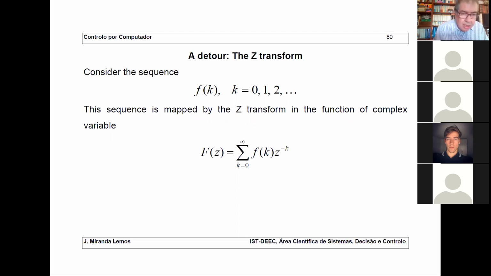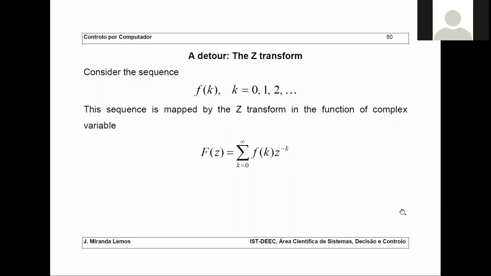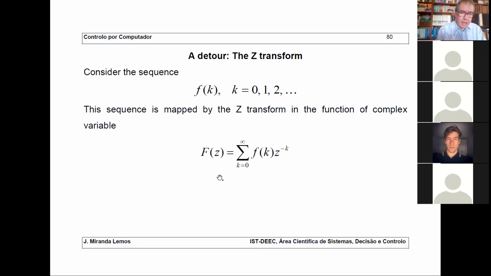Now, let's review the Z-transform. Have you studied the Z-transform? Yes, you have studied the Z-transform in signals and systems, wasn't it? No, it's in PDS. Oh, okay, but not all of you had PDS, wasn't it? I guess not, because it's a master's class in the second semester only. Okay. So let's review some basic facts about the Z-transform.